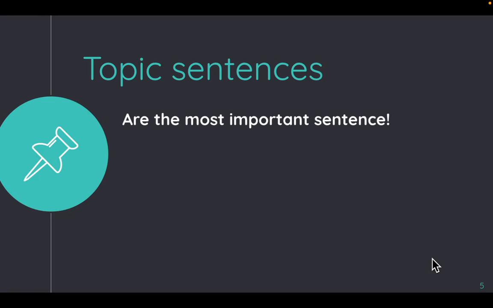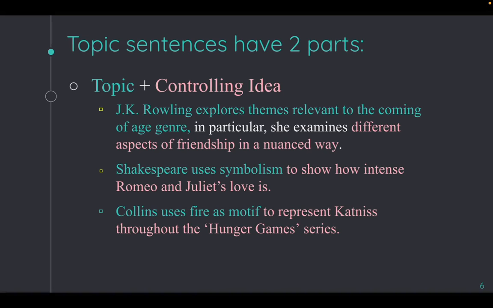All right, let's look into topic sentences. And I would argue that topic sentences are the most important to get right. Here we go. It has two parts, the topic and the controlling idea. I'll let you take a look at these examples and we'll talk about them. All right. J.K. Rowling explores themes relevant to the coming-of-age genre. In particular, she examines different aspects of friendship. So our topic is themes relevant to the coming-of-age genre. Our controlling idea is different aspects of friendship in a nuanced way.